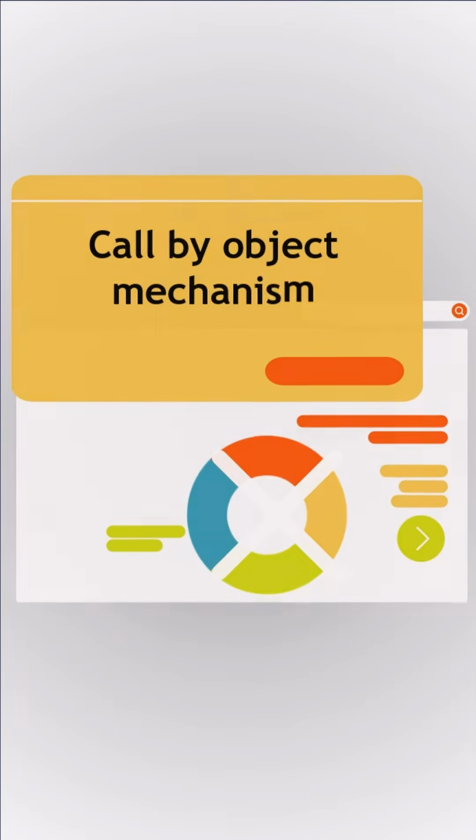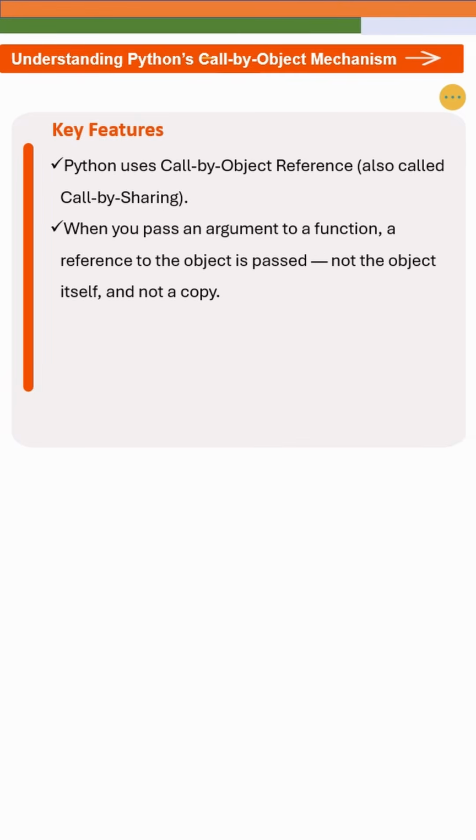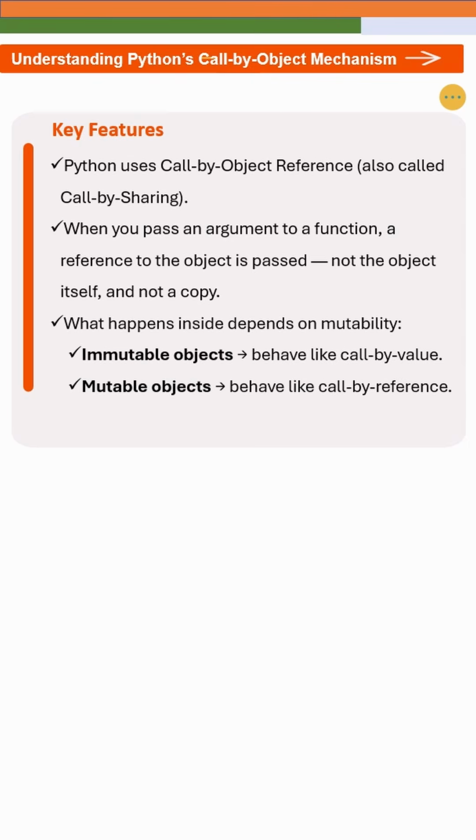In Python, arguments are passed to functions using a mechanism called call by object reference, sometimes also called call by sharing. This means that when a function is called, Python passes a reference to the object, not the actual object, and not a simple copy of its value. What makes this concept interesting is that the behavior changes depending on whether the object itself is mutable or immutable.